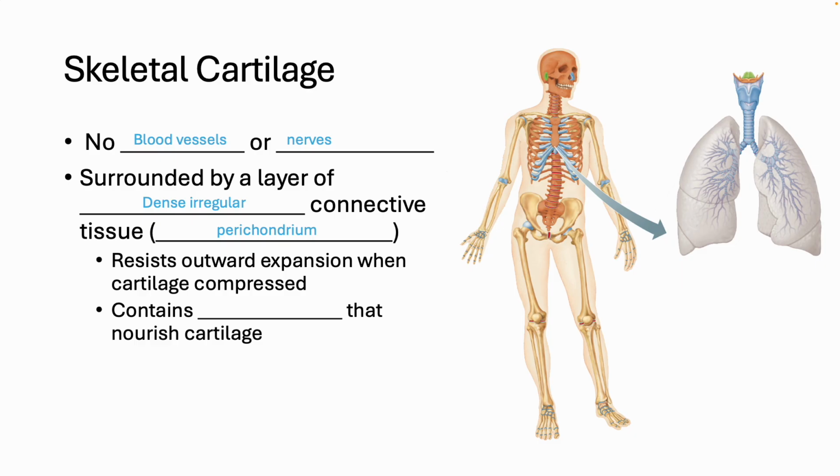This dense outer layer is going to resist outward expansion when the cartilage is compressed, and it's going to contain blood vessels that nourish the cartilage. So the cartilage is not served by blood vessels itself, but by the connective tissue that surrounds it. This consists primarily of water. The perichondrium, note that term peri means around and chondrium is referring to cartilage, so it's around the cartilage. The thickness of the cartilage is determined by the distance that nutrients can ultimately diffuse.